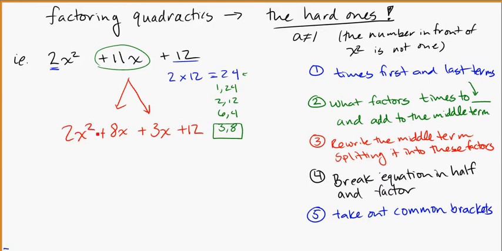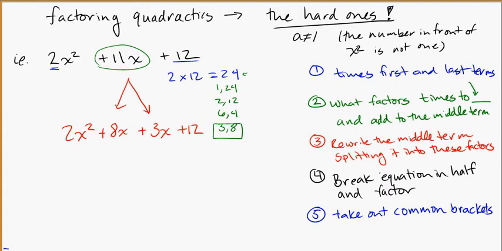Okay, so to recap, we've times the first and last terms together. 2 times 12 gives us 24. We looked at things that times together to give us 24, but will add to the middle term of 11, positive here in this case. We found 3 and 8 will add to 11, so we've written it out as 8x plus 3x. And the reason I've written the 8x first is just out of habit. I usually put the bigger one first, but it should work out no matter which order you write it down in.